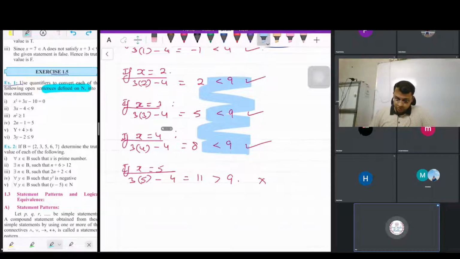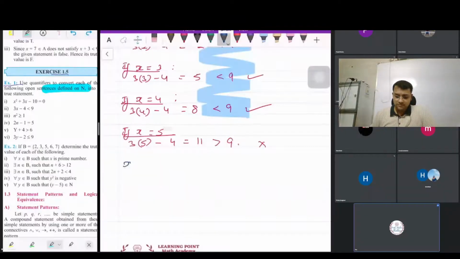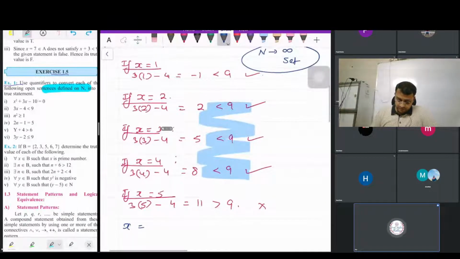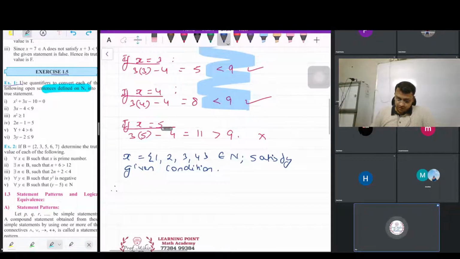So what do I do? When I want to write the answer, I will say x is equal to, which all those values were? They were 1, 2, 3 and 4, which belong to n, satisfy the given condition.